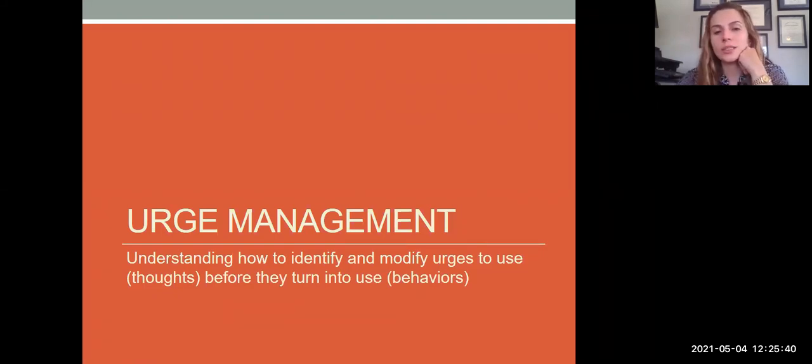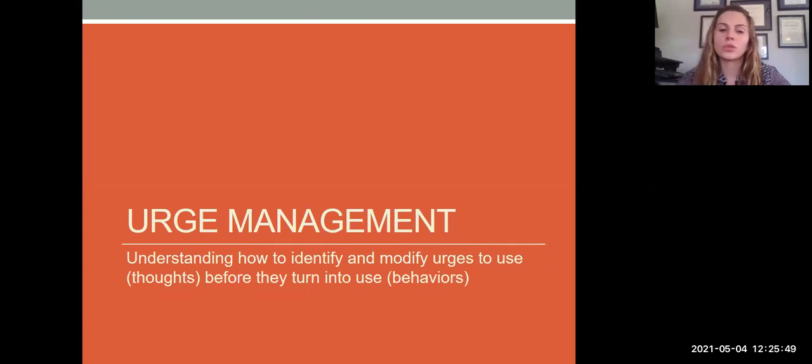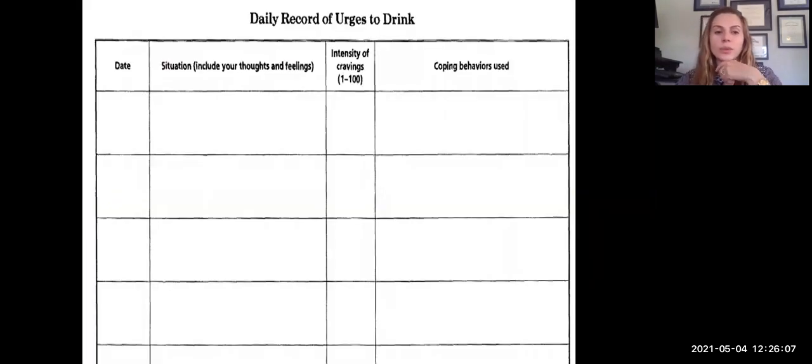And so in the last few minutes, I want to talk about the third technique, which is urge management. This is understanding how to identify and modify those urges or thoughts before they result in that behavior. So in the functional analysis, after you've had the trigger, the next thing that we have is a thought, and most of the urges to use are thoughts. It's a psychological process, and so we can actually do something about that as human beings.